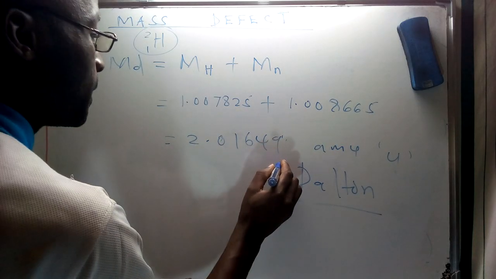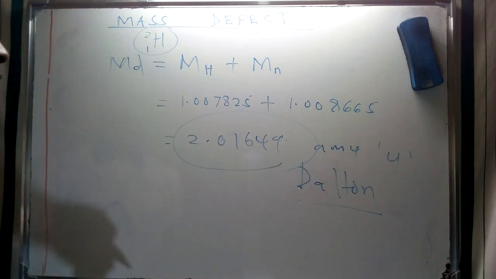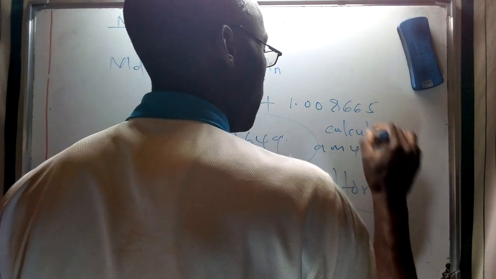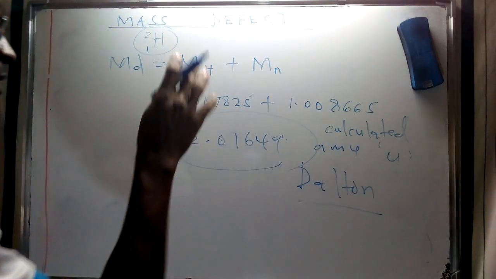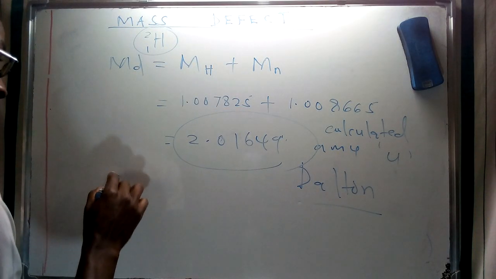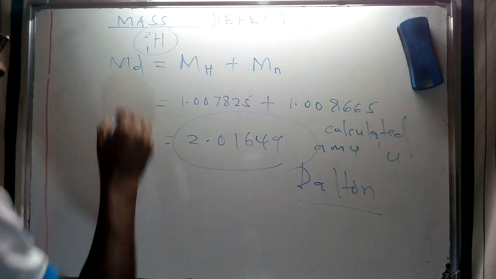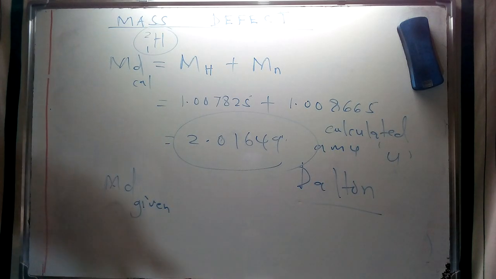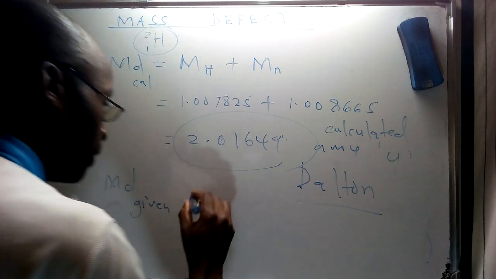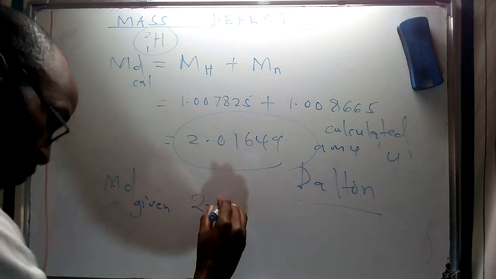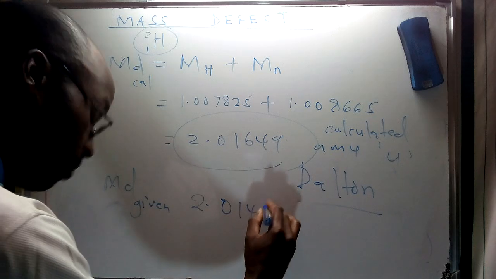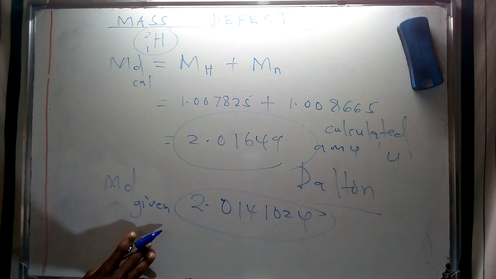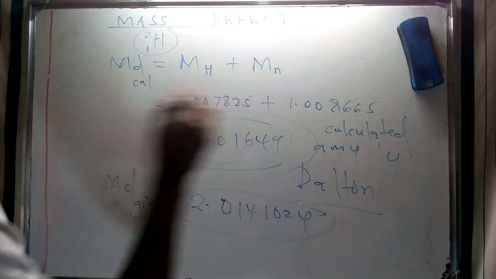Therefore, this figure that we have obtained, 2.01649, is referred to as a calculated mass. In some instances we are going to have a given mass, which has already been measured. For deuterium, this has been measured and found to be 2.0141024.